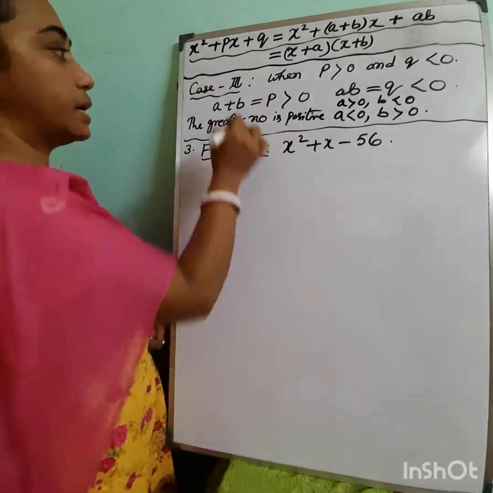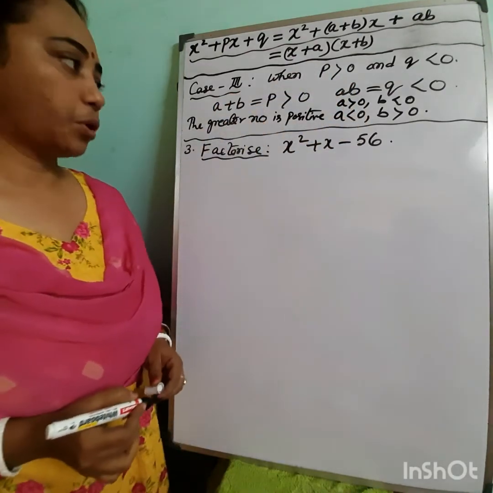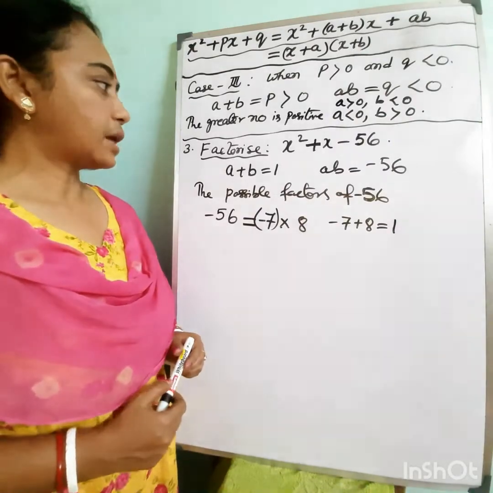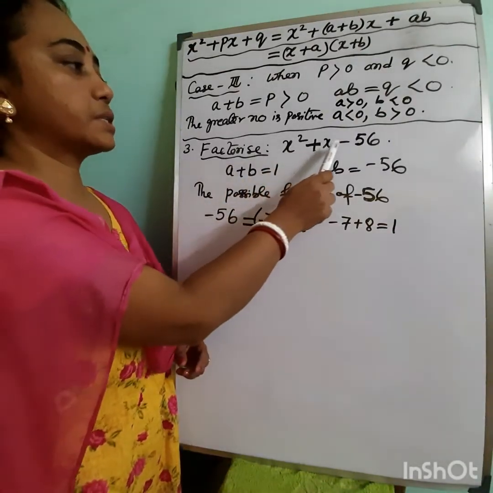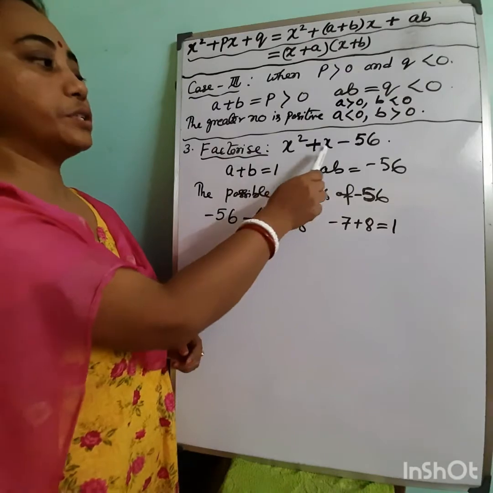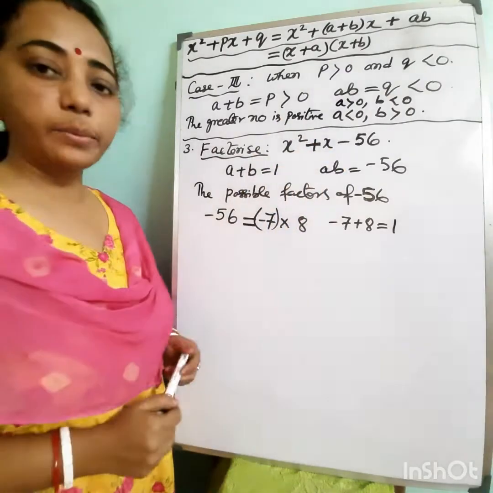So which one is greater in A and B, that number should be positive. Let us consider another example, that factorize x square plus x minus 56. Here the coefficient of x is positive and the constant term is negative.